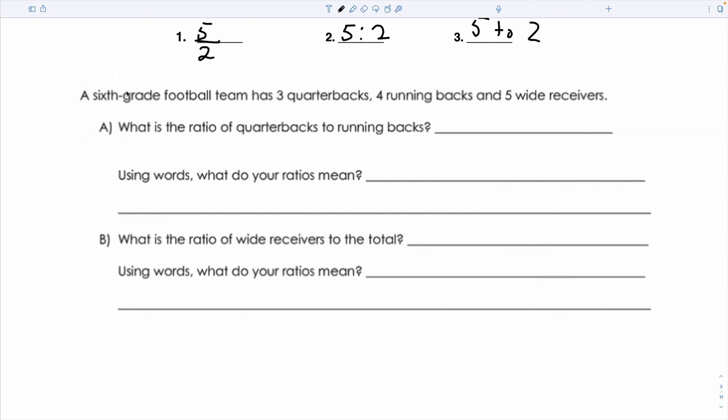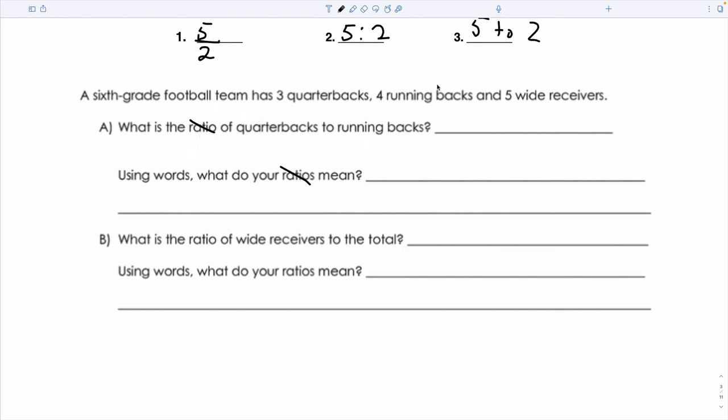Last example for listing ratios. A 6th grade football team has 3 quarterbacks, 4 running backs, and 5 wide receivers. Is this going to be a ratio or a rate? Is it a ratio, do they have the same label, or is it a rate, a different label? A rate has different labels. So this is going to be the rate. It asks for ratio. It should probably say rate. I could probably rewrite that.